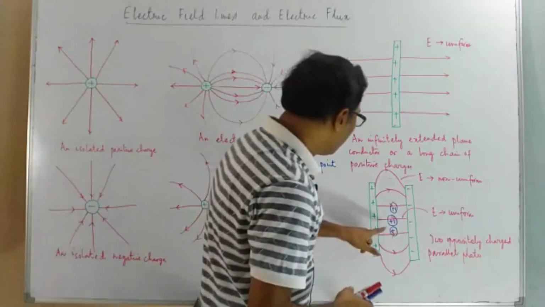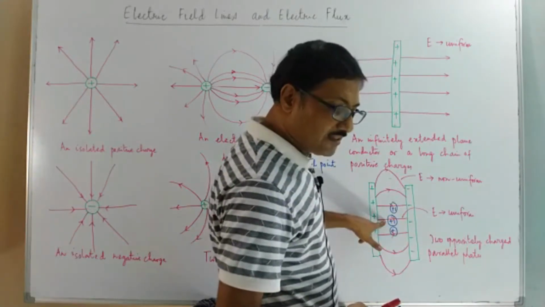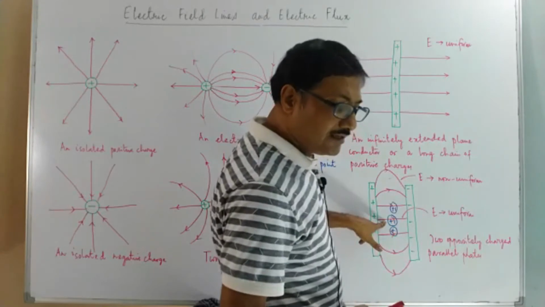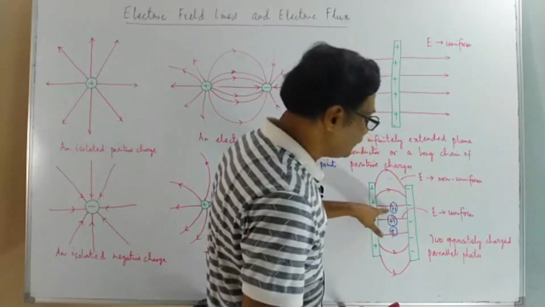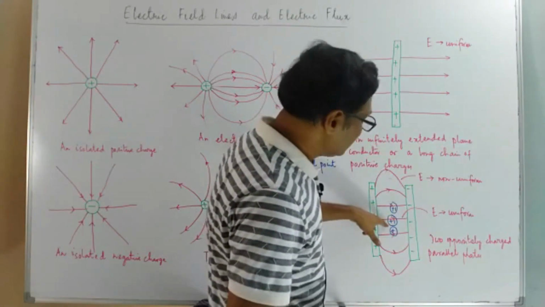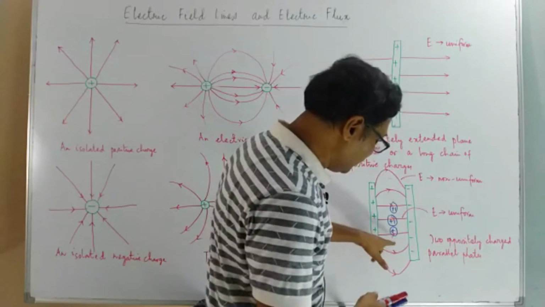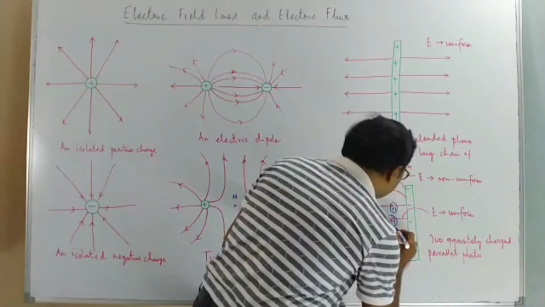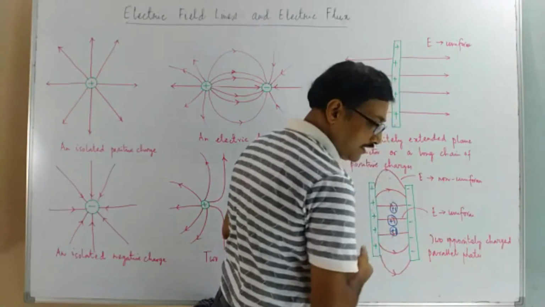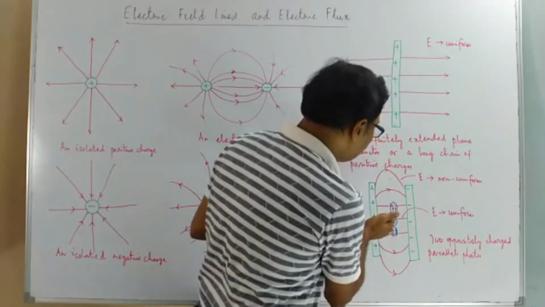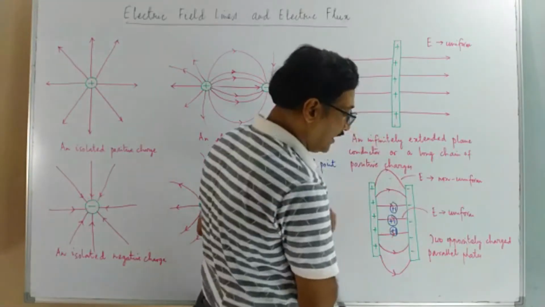You can see that the force experienced by this unit positive charge will be 0 due to these two charges. Why? Because this unit positive charge exerts a force of repulsion onto this positive charge. Similarly, this unit positive charge also exerts an equal amount of force of repulsion, but now it is in the opposite direction. So they cancel each other. As a result, we may consider that the electric field line is horizontal at this position.